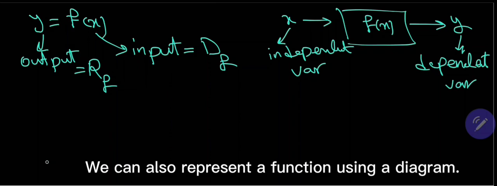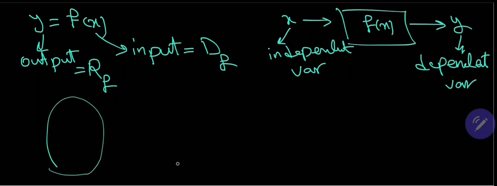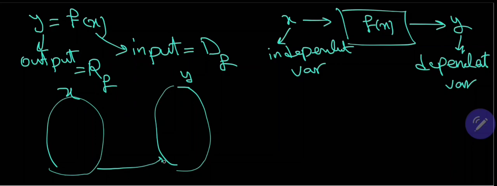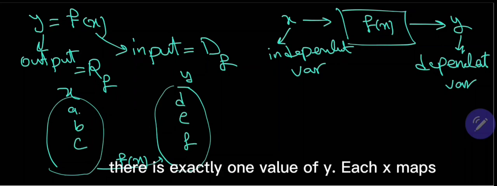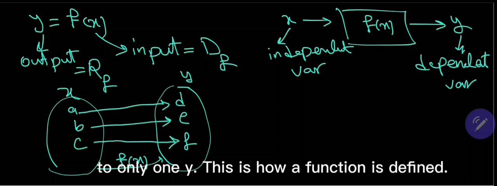We can also represent a function using a diagram. We have a set of x values, and for each value of x, there is exactly one value of y. Each x maps to only one y. This is how a function is defined.